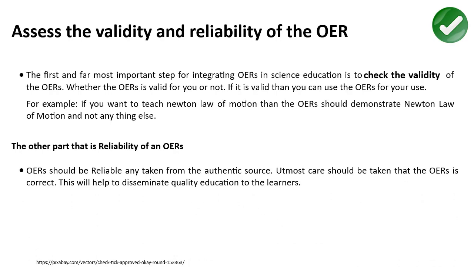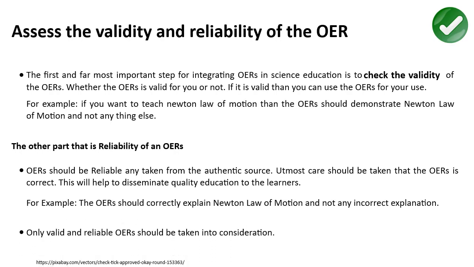The second part is reliability of an OER. OERs should be reliable and should be taken only from an authentic source. One has to take utmost care that the OER that is taken is actually correct as per the topic. This will help to disseminate quality education to the learners because the authenticity of the OER is very high. That means it is a very reliable OER. For example, the OER should correctly explain Newton's law of motion and the explanation should be absolutely reliable.